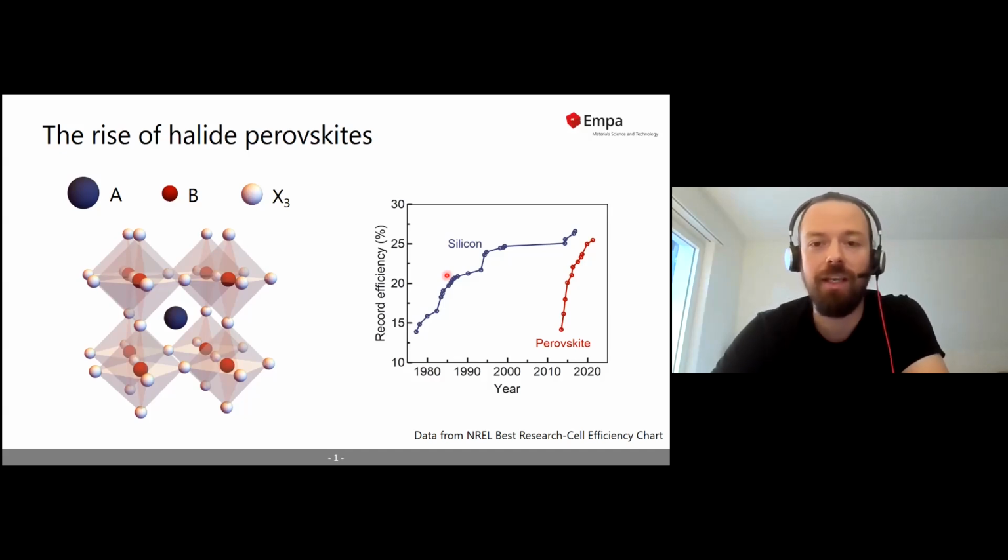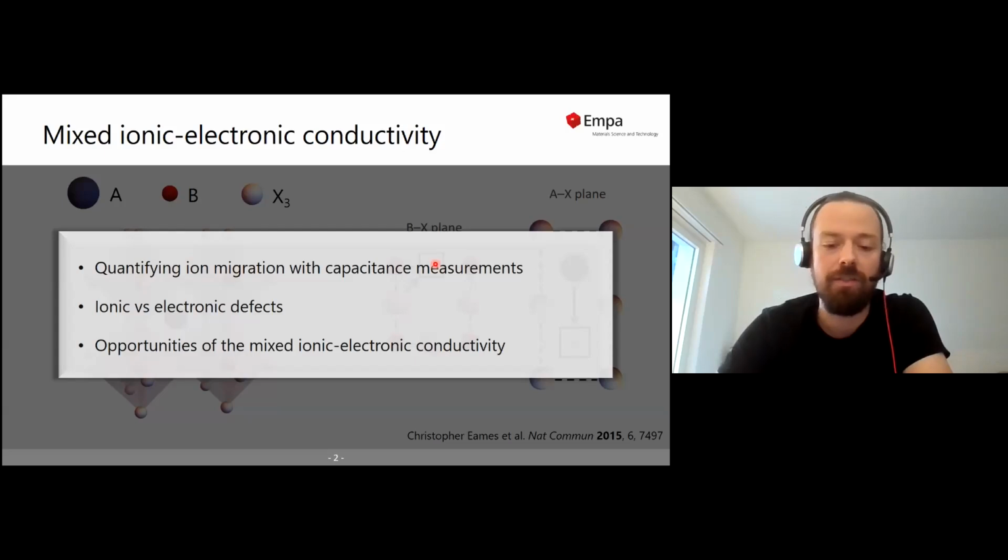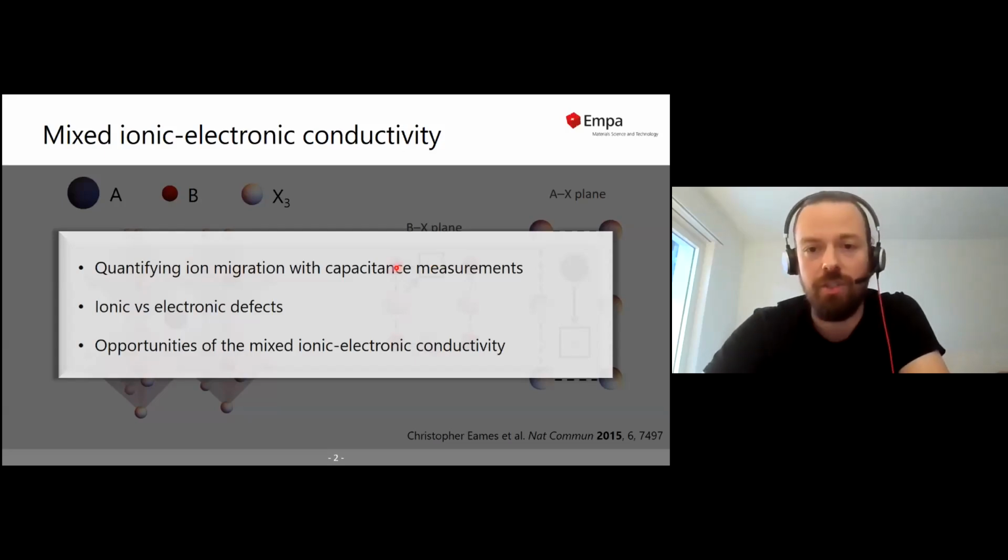But unlike classical inorganic semiconductors, these perovskites are mixed ionic-electronic conductors, which means that ions can migrate during device operation, which is illustrated here with a schematic adapted from this paper, referenced down here, where in the case of a vacancy within the crystal, for example, these ions can hop from one site to another. And this drastically complicates device measurements, for example, and also leads to the degradation of the device.